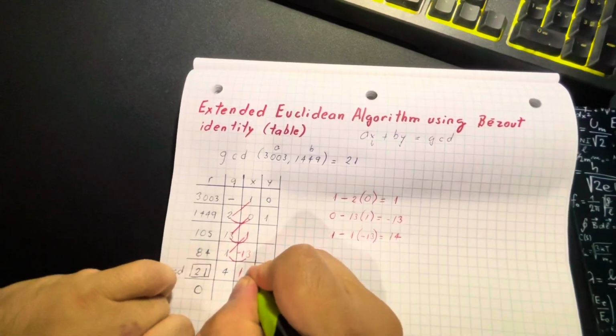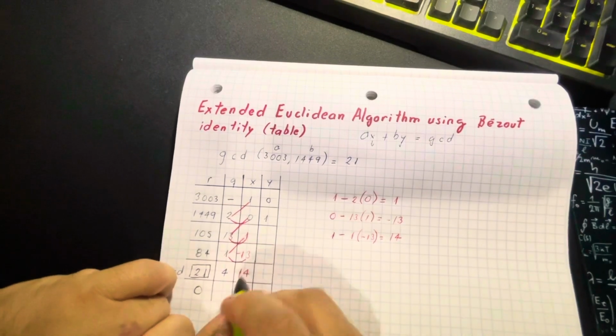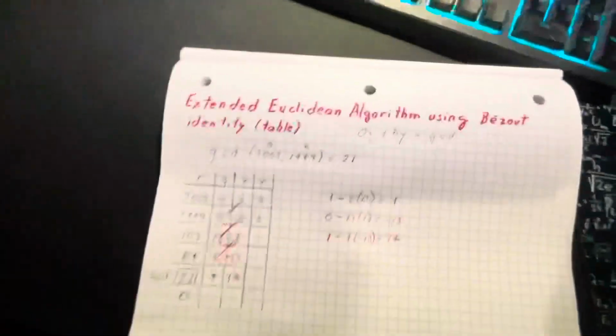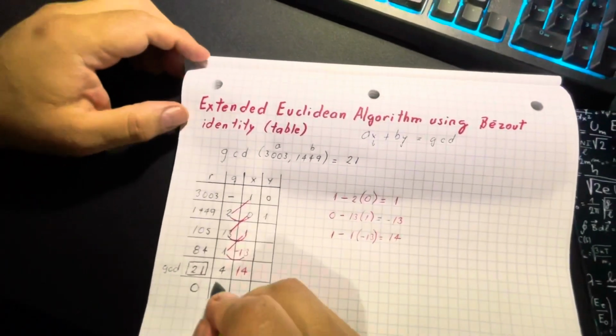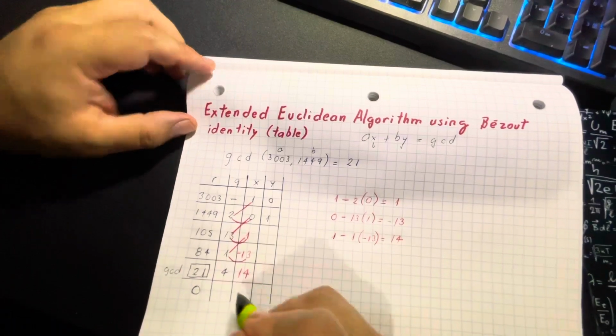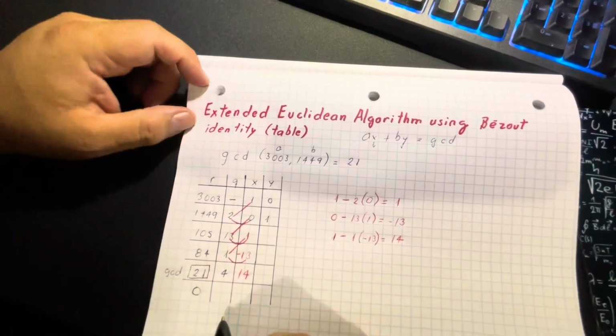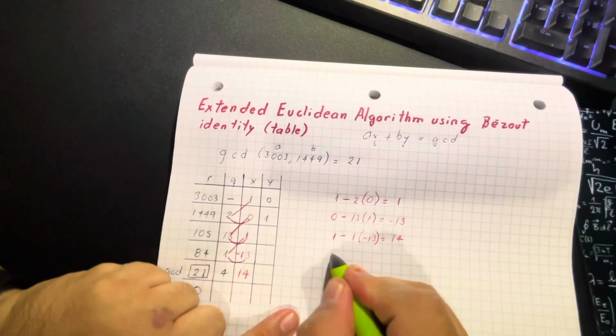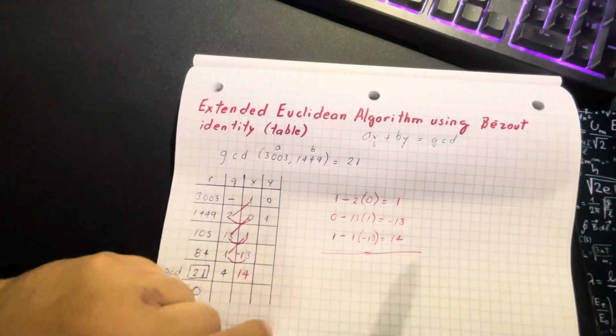Right here you have to be careful. You have to stop right here. You stop in the line of the GCD. So right here you stop, and you have the X coefficient right here. Same thing, and you finish, and you proceed with the next one, right?